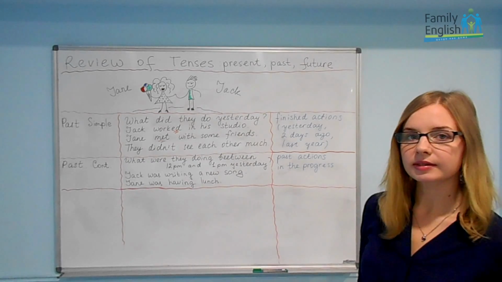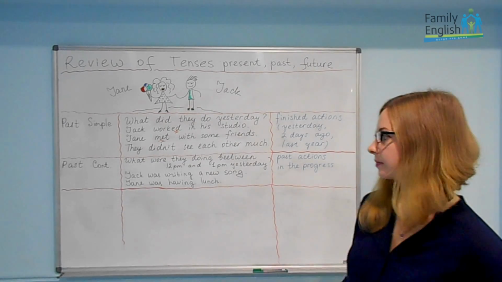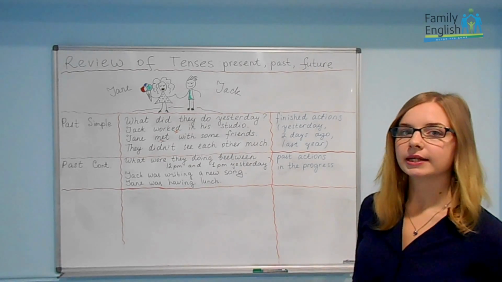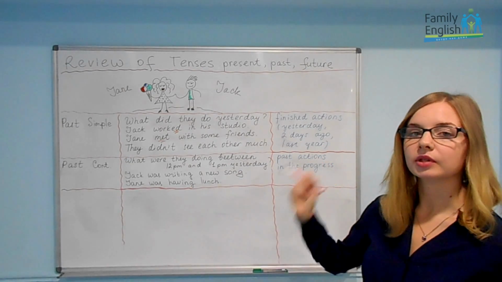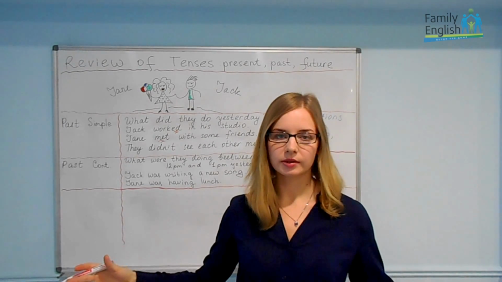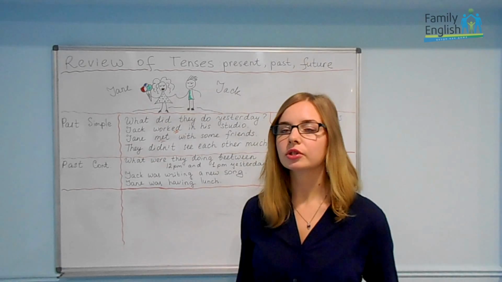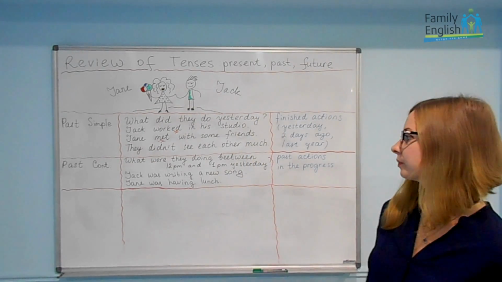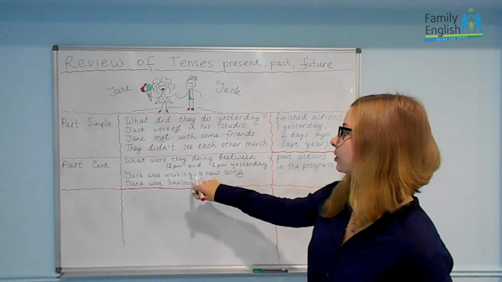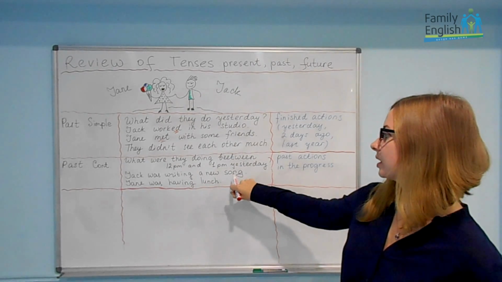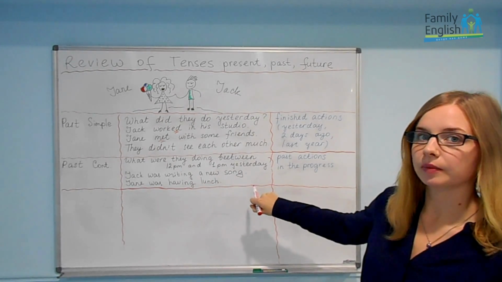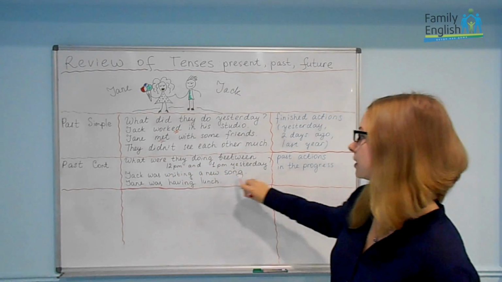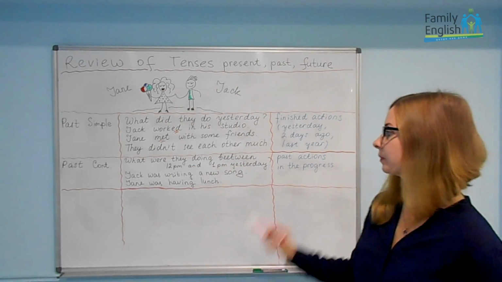The second past tense is past continuous. We use it for actions in the past that were in progress, that lasted long. Usually we know when they were happening. Like here, what were they doing between 12 p.m. and 1 p.m. yesterday? So here I have exact period of time.